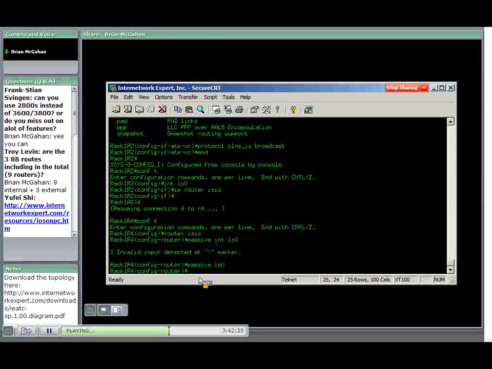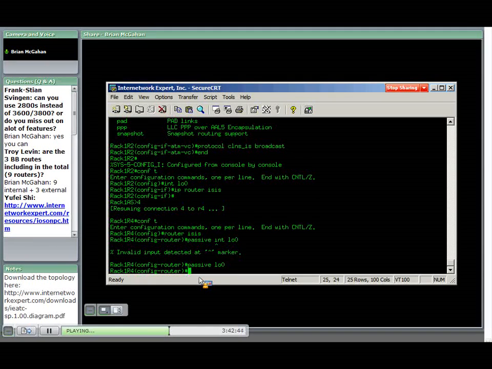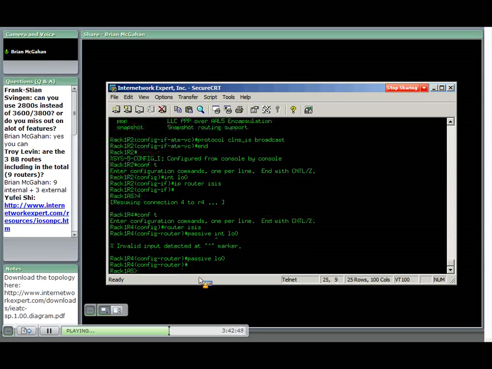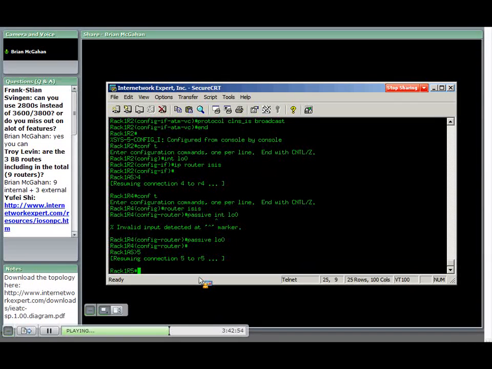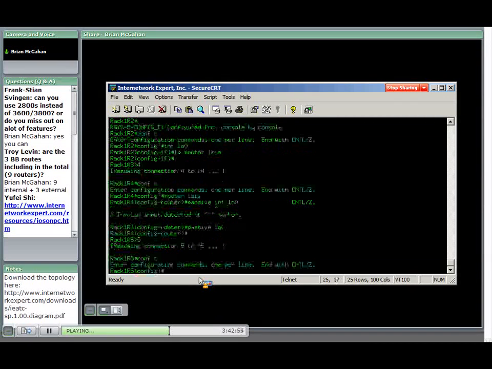Or under the IS-IS process, we can say passive-interface Loopback 0. Okay, so they're effectively going to do the same thing, which is injecting the prefix into the IS-IS database. But when we use the passive interface command, we can't form adjacency out that link. But in this case, since it's a loopback interface, we're not going to be forming adjacency with anyone. So whether you use the ip router isis or the passive interface command, it's going to have the same effect here.